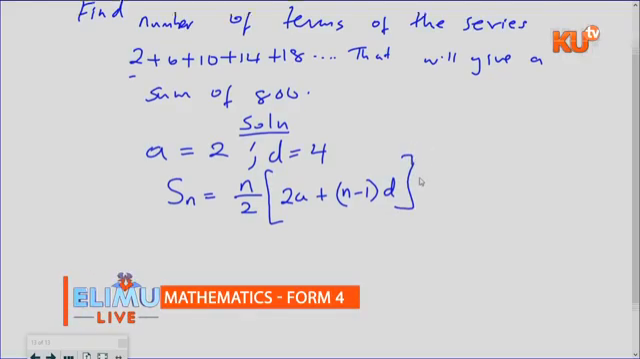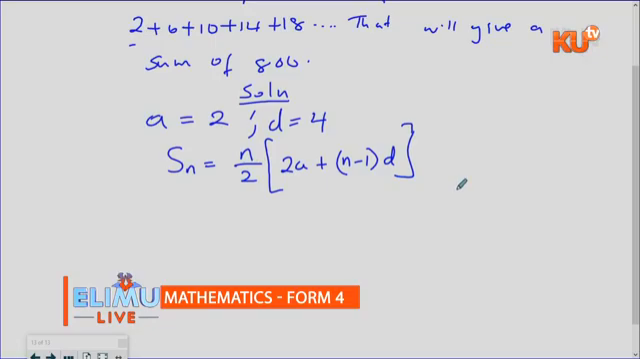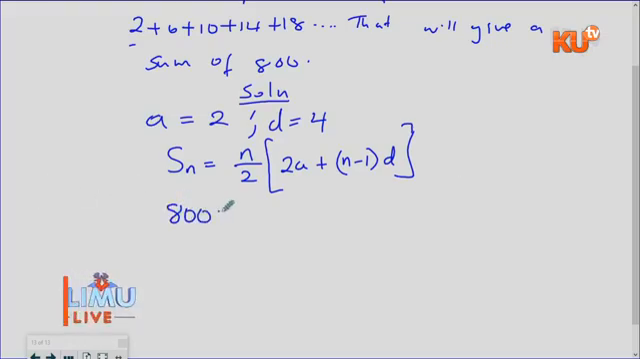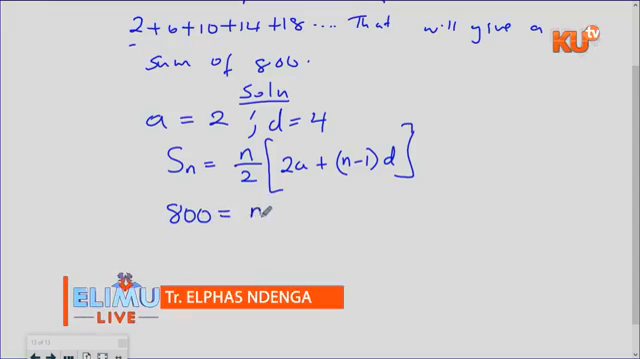So we'll replace in the figures that we have. We don't know what n is, but we have the sum, which is 800. So I will substitute: 800 is equal to n, which is what we are looking for, over 2 into twice a, 2 times 2 gives us 4, plus n minus 1 times the common difference, which is 4.